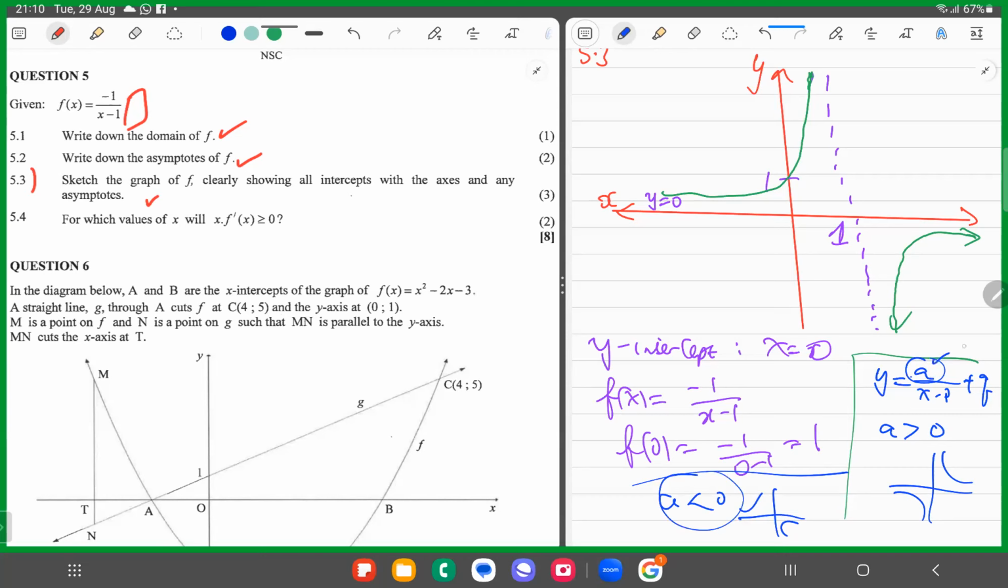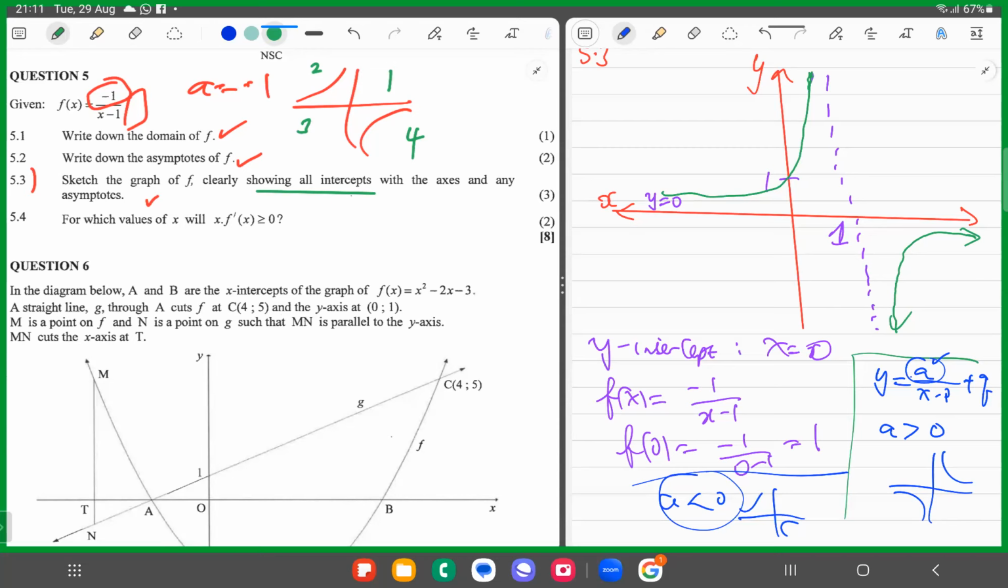A negative is the number on top, but obviously here we can see that a is -1. So a is -1, automatically we know that the graph is going to be in the second quadrant and the fourth. If this quadrant here is the first, the second, the third, and the fourth quadrants. All right, so we have sketched this showing all intercepts with the axis. We have shown there's only one intercept with the axis because the student can try to find the x-intercept.